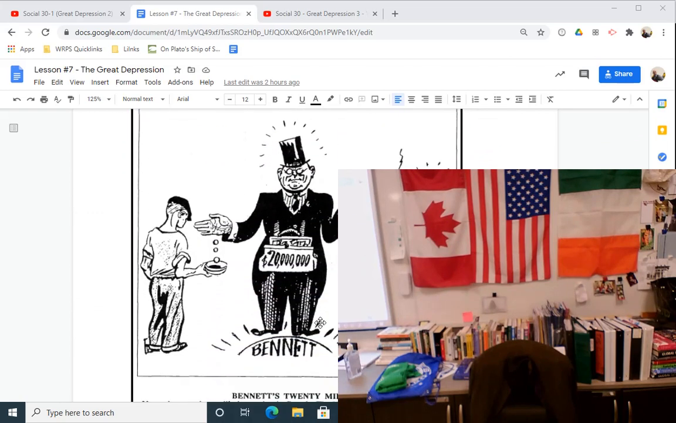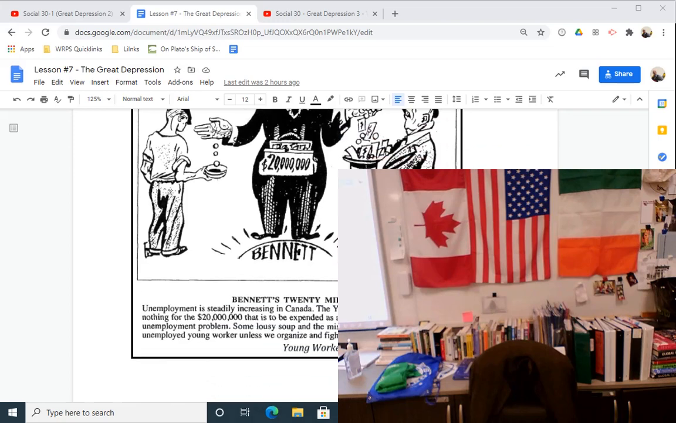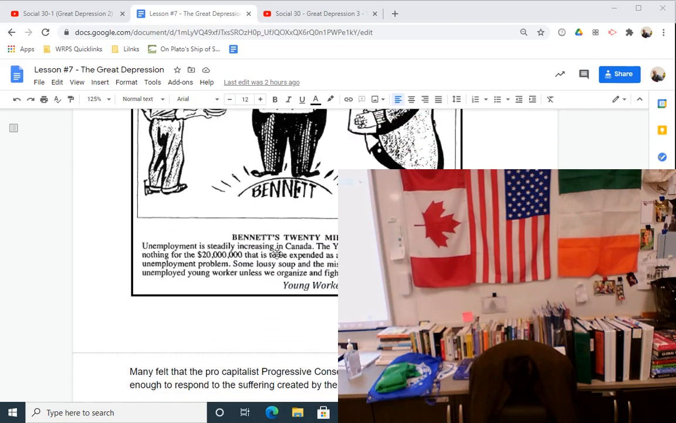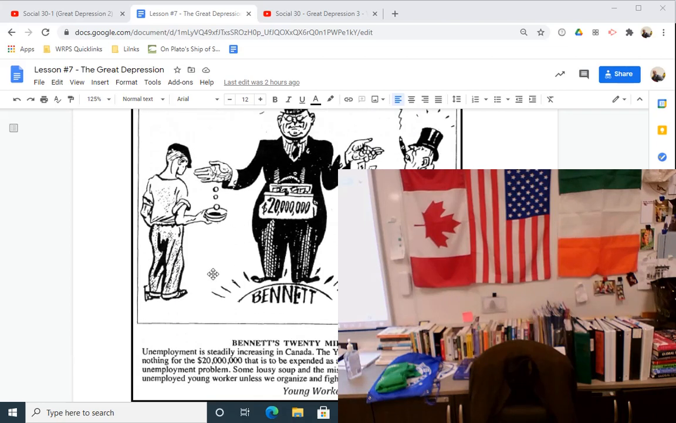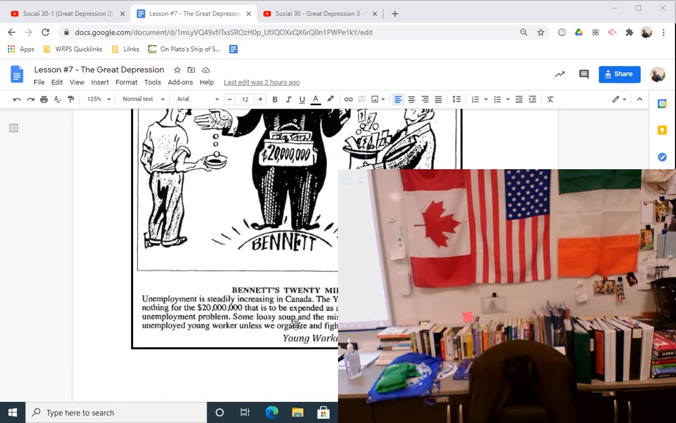Here you have another criticism of Bennett, the Prime Minister, the Conservative Prime Minister, that seems to be not giving much to help the poor, but seems to be providing lots of wealth for his fellow rich people. So unemployment is steadily increasing in Canada. The young workers can expect nothing for the $20 million that is to be expended as a means of solving the unemployment problem. Some lousy soup and the mission house will be the lot of the unemployed young workers unless we organize the fight for work or full maintenance. So you can see the growing radicalization and the call for perhaps some violence.